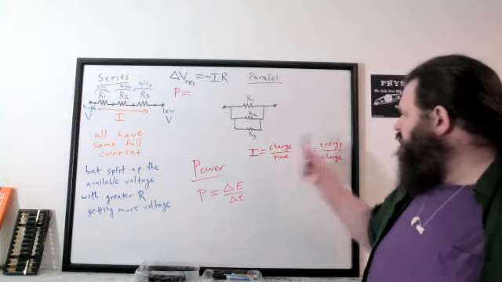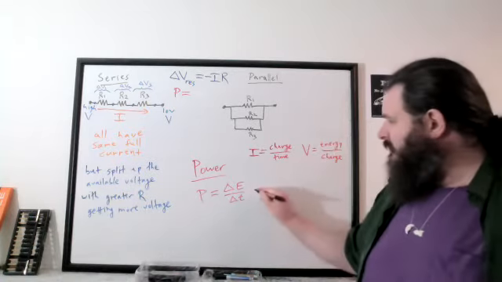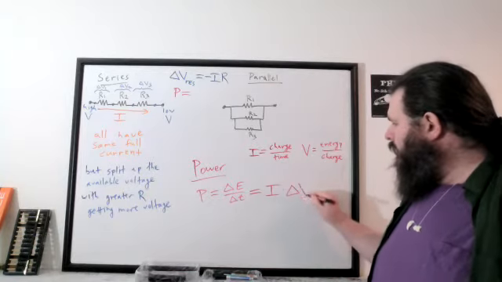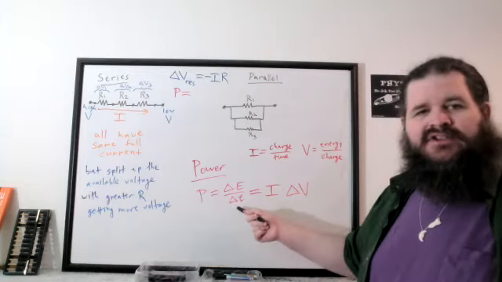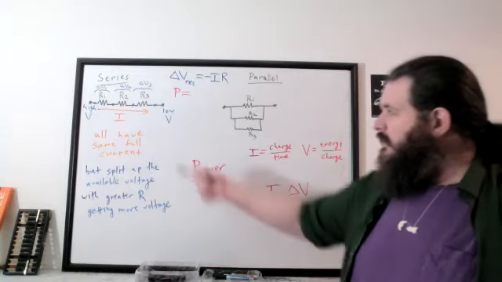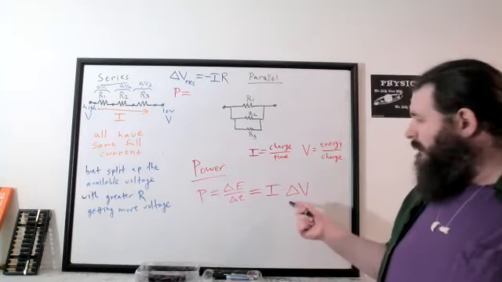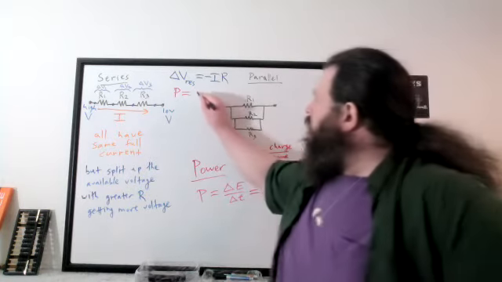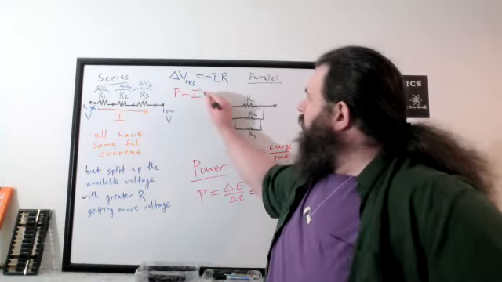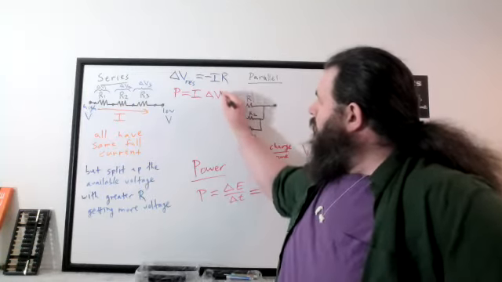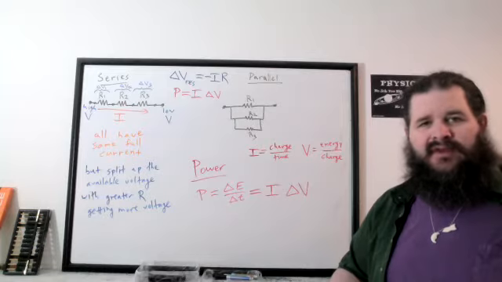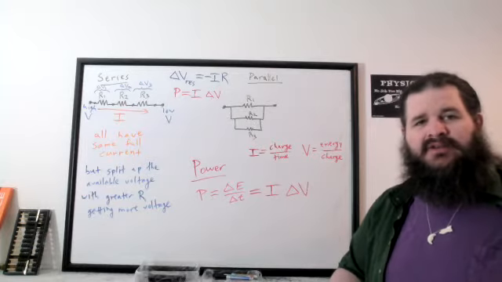Yeah, you just get energy over time, which is the definition of power. So power is defined as energy over time, but for an electrical circuit element, that also happens to equal current times change in voltage. So this is a very useful way of calculating power draw or power dissipation, how much power a circuit element provides or how much power a circuit element uses up.